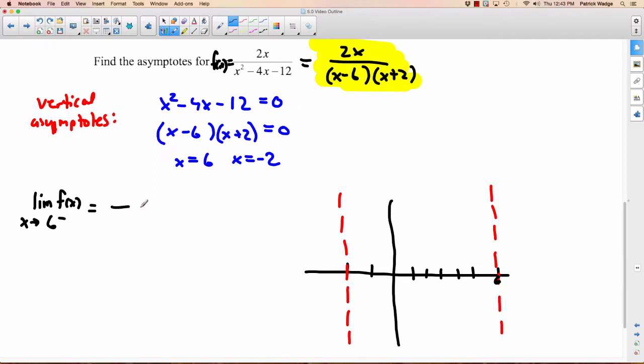Okay, let's do it. If we put something a little bit less than 6 into the numerator, basically you can just put 6. It's so close, you could just put 6 in there. 2 times 6 is 12. Okay, I'm just going to put positive. It's a positive number. 12 is a positive number.